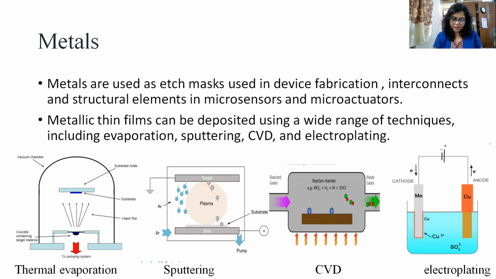CVD. This coating process uses a thermally induced chemical reaction at the surface of the heated substrate. Precursors are in gas form, which thermally react, decompose, and deposit on the substrate, leaving byproducts in gas form. Electroplating. Here an electric current is passed through two electrodes dipped in an electrolyte, connected to a battery or power supply to form a circuit. The electrolyte gets oxidized and reduced at the cathode to form a thin layer of the metal.